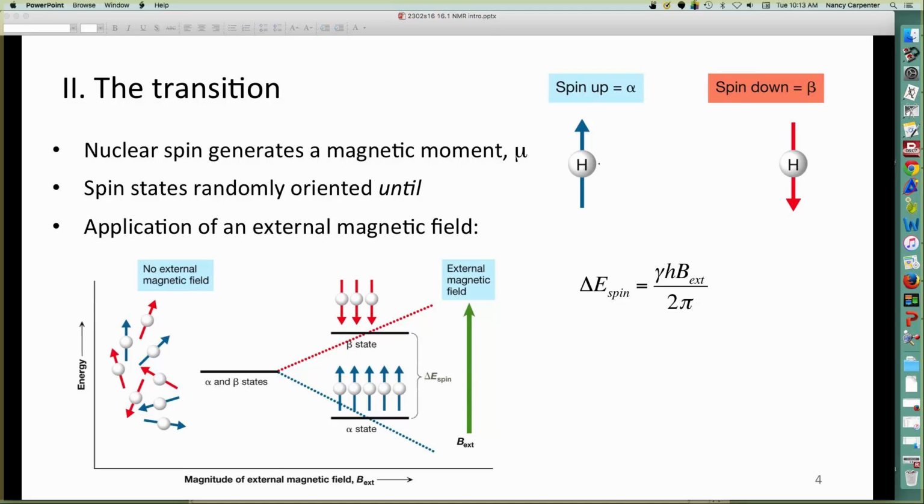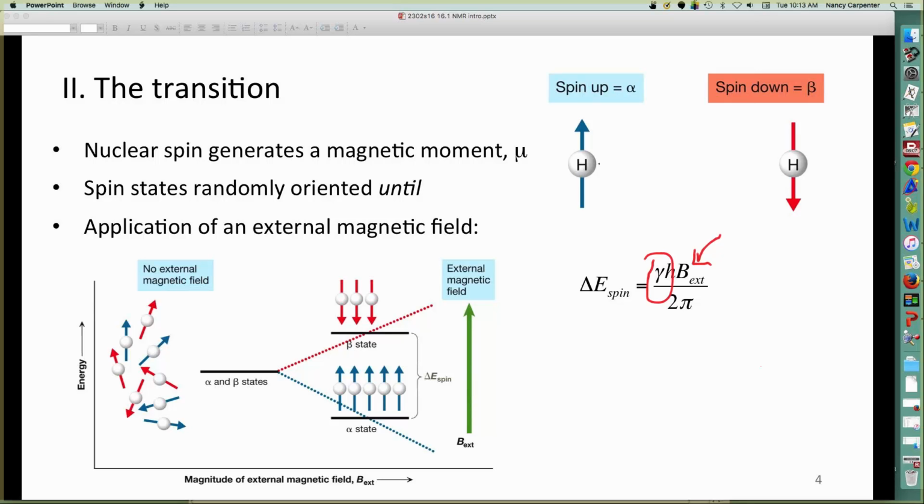Number one, the magnetic field. So B stands for the magnetic field. You're literally putting this inside a magnet. So B sub external stands for the strength of that external magnetic field. h is Planck's constant, 2 pi, we know what that is. And then this little guy is the gyromagnetic ratio. It's just a constant that's unique to each particular NMR active nucleus.